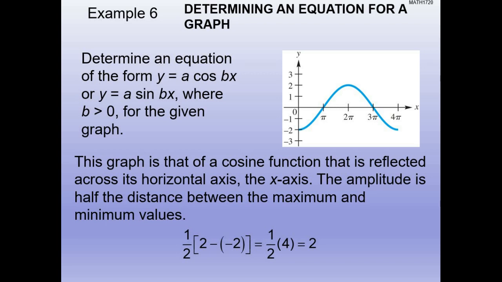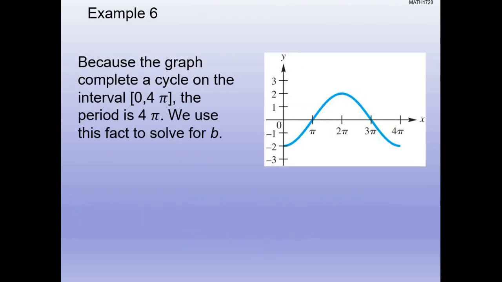Okay, 4 divided by 2 is 2. That way we know the amplitude is 2. That's the mathematical way. You should be able to visually take a look at that and see that that's 2. Okay, and then like I was saying before with the period, that's how long it takes to complete its cycle, which is 4 pi. We set 4 pi equal to 2 pi over b and solve for b.